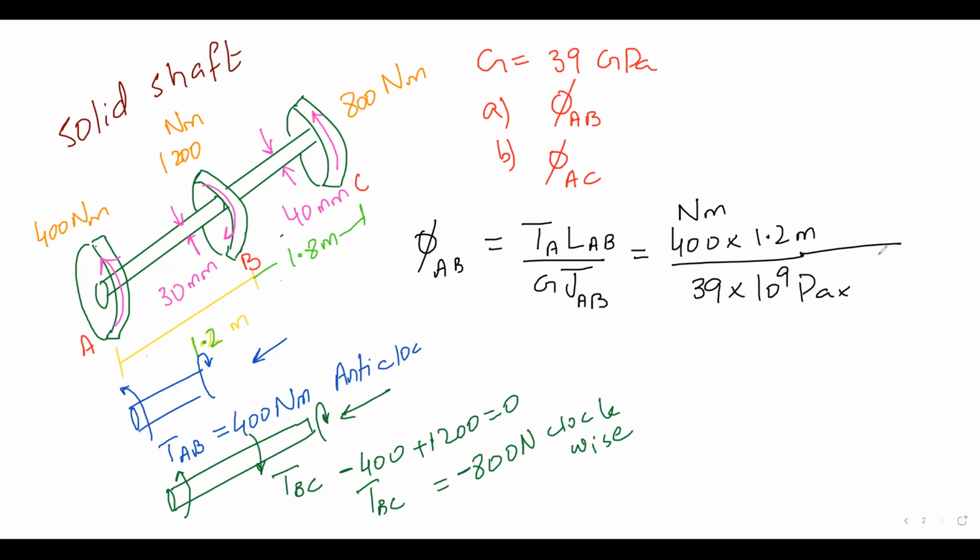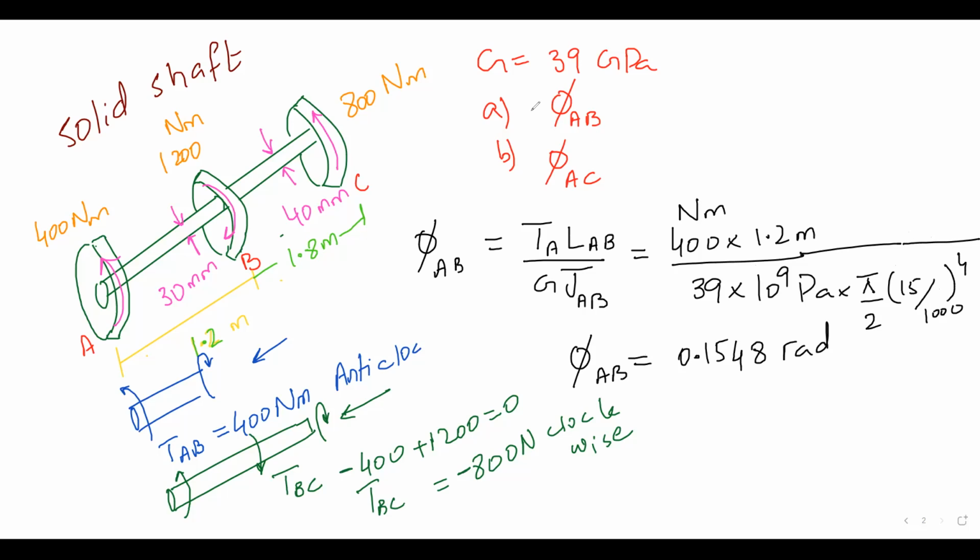Okay, fine. 7.95. Okay, you will give me the final answer then. Pi by 2 into what was the value of R? 15 by 1000 power 4, correct? 0.1548 radians.